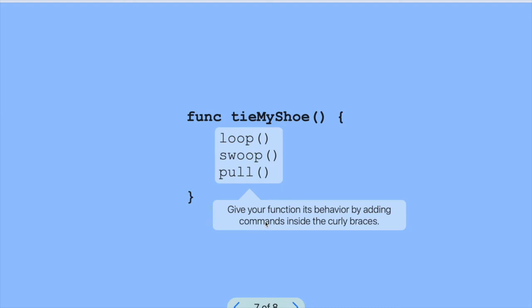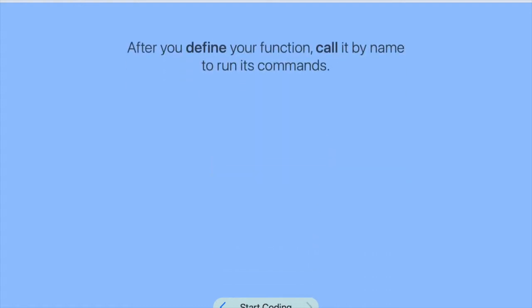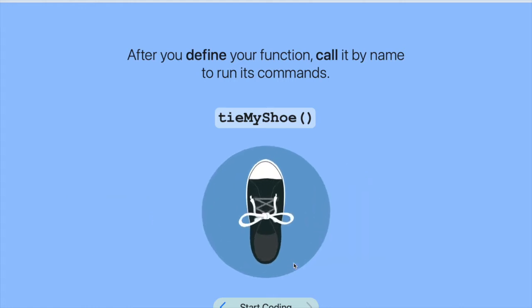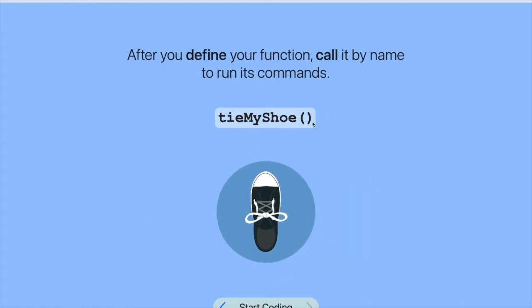And you give your function its behavior by adding commands inside the curly braces, which are these things here. And after you define your function, you call it by name to run its commands. So tie my shoe, that is a function. Whenever we call that function, it will run the commands within. So let's get a better look at this. Let's get into this.